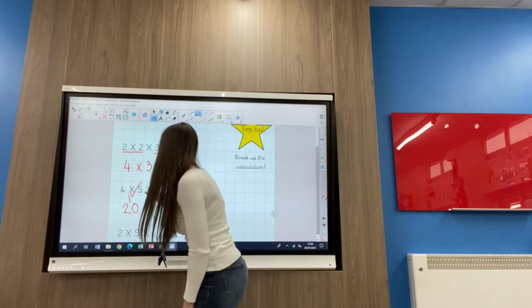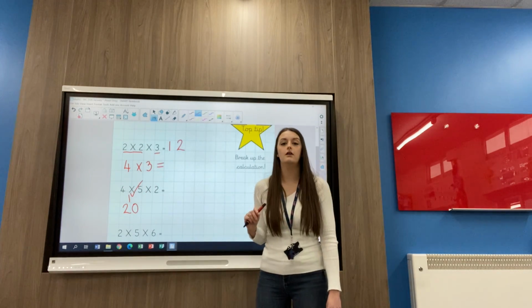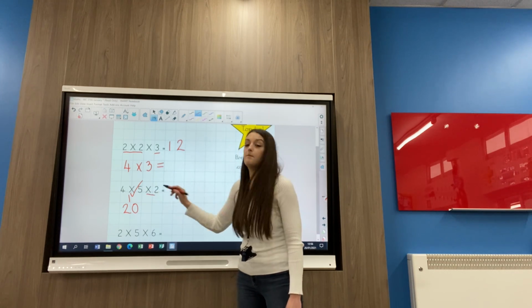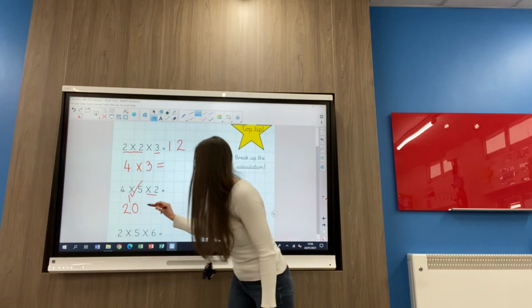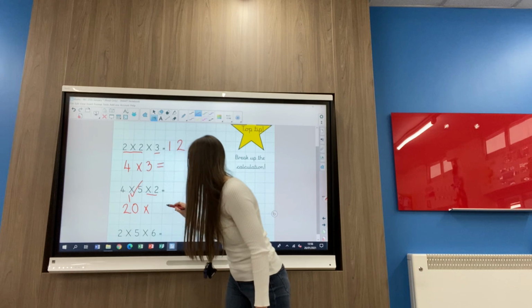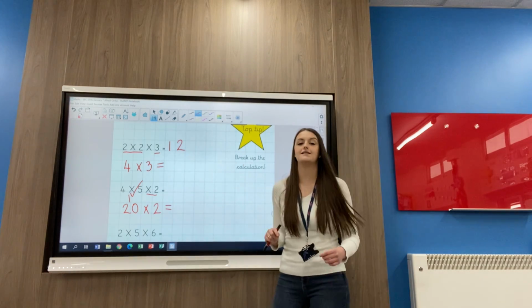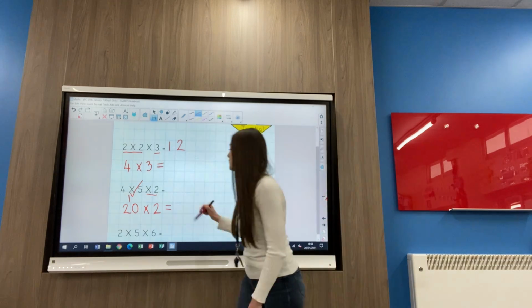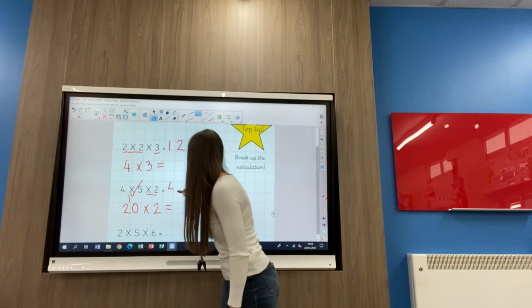So I've done the first part of that calculation. Now all I need to do is multiply my answer by 2. 20 times 2, we're doubling it. I want 2 lots of 20. And we know 20 add 20 is 40.